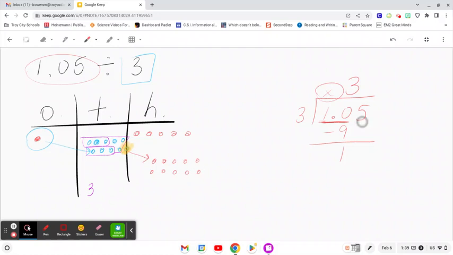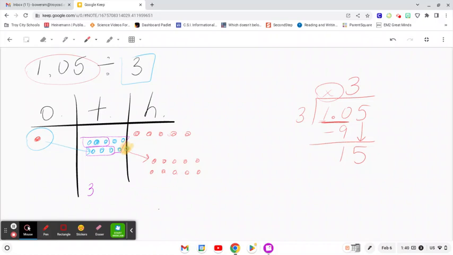So for those of you who use the old school method, when you bring down this 5, you're left with 15. Oh, and look here. In the hundredths place, I have 1, 2, 3, 4, 5, 6, 7, 8, 9, 10, 11, 12, 13, 14, 15 hundredths.